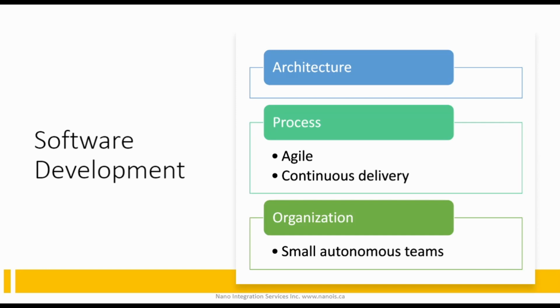There is a consensus in industry that for successful software development, we need to have three things in place: architecture, and then we need to have the processes such as agile and continuous delivery, and we need an organizational structure where we have small autonomous teams, maybe six to eight developers at max, and they don't have dependency on each other, which would stop the teams from delivering the software in a timely manner.